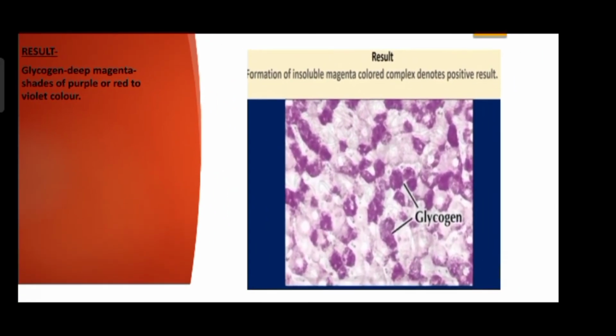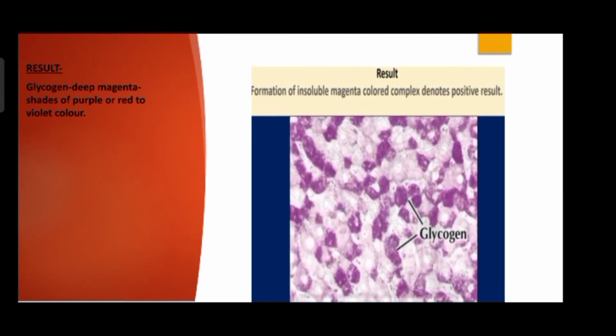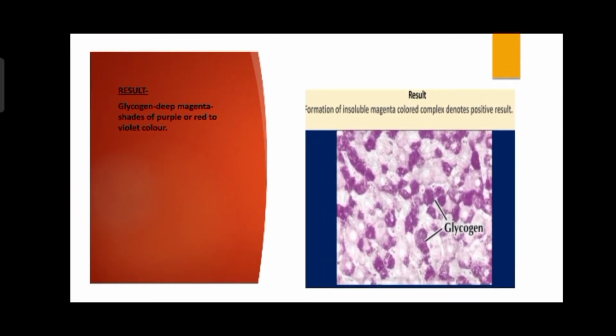So this is the formation of an insoluble magenta colored complex that denotes a positive result. So this is about the demonstration for carbohydrates.